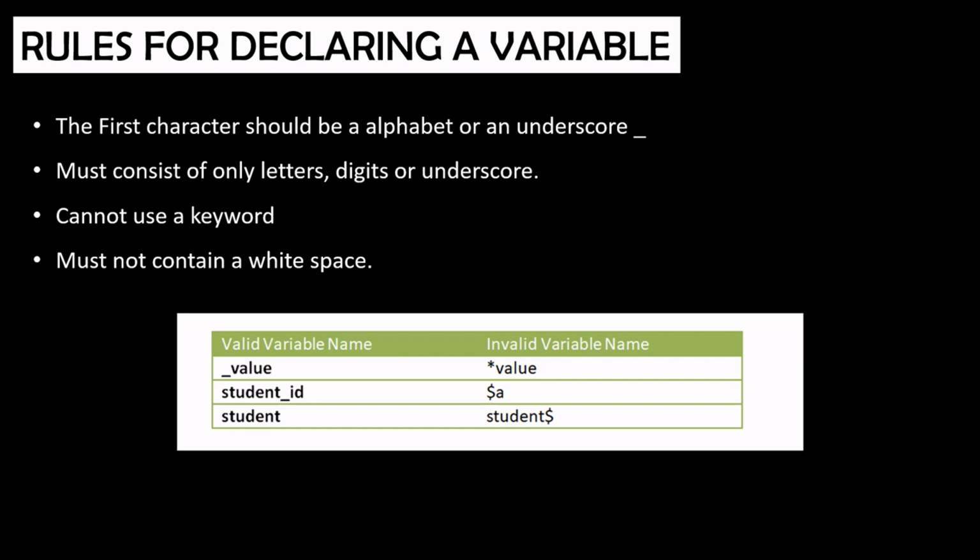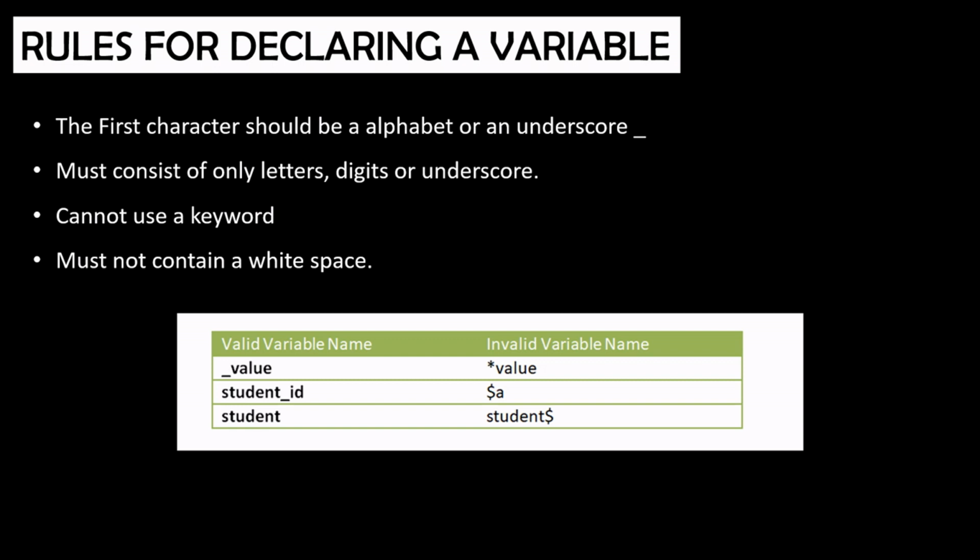Rule 1 says that the first character should be an alphabet or an underscore, which means the first letter of the name of the variable should be a letter or an underscore. Apart from these two, numericals or any other special characters are not allowed.